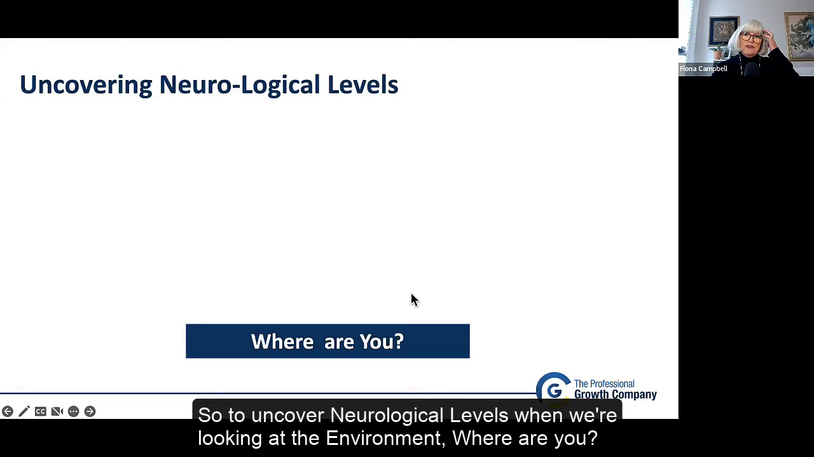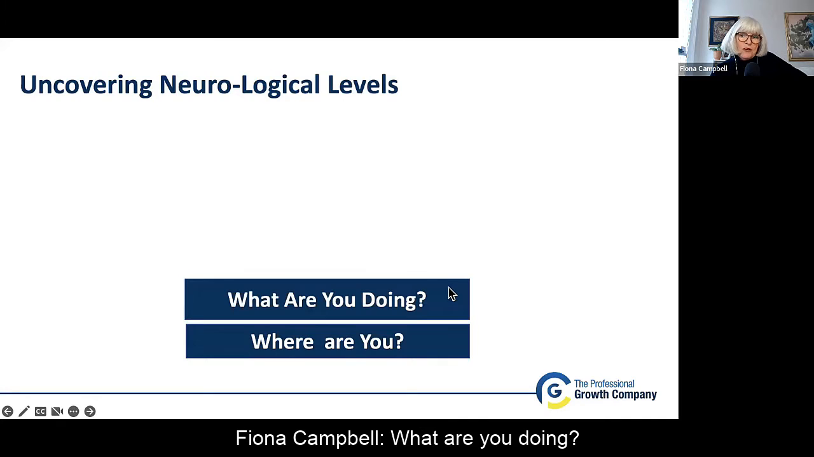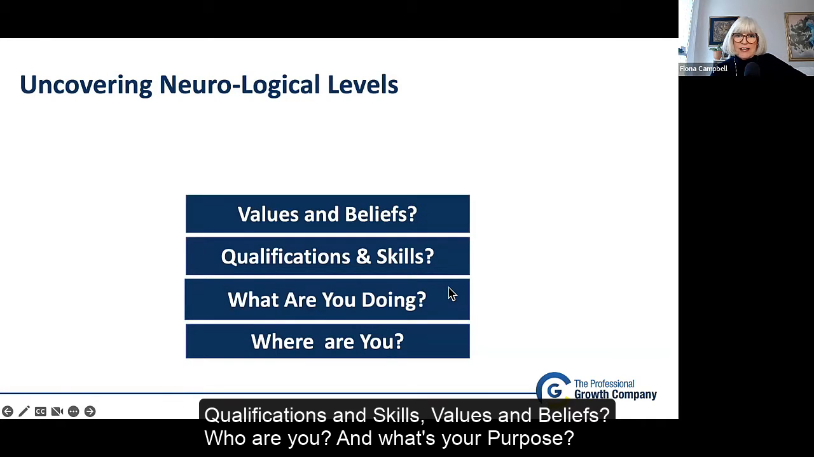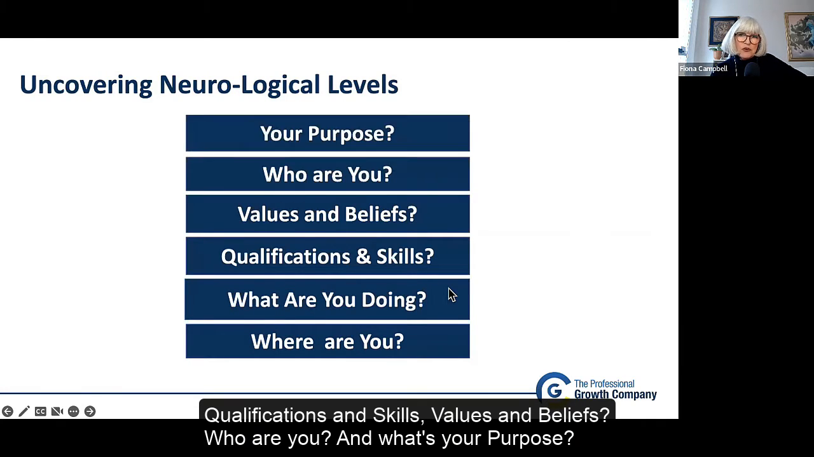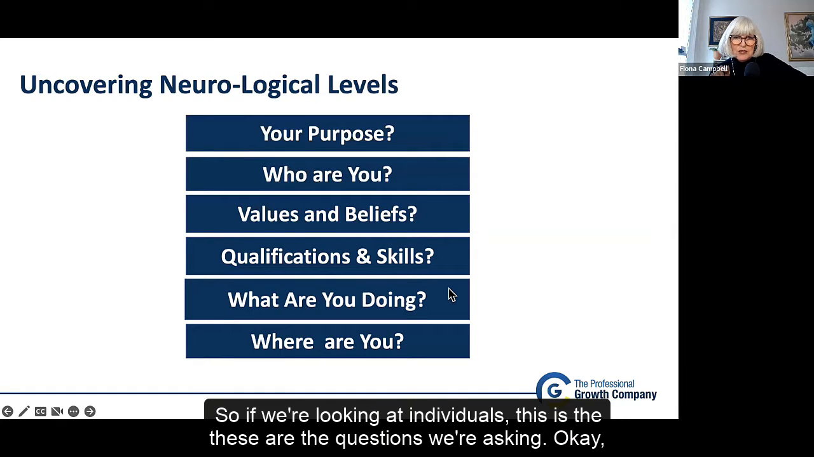So uncover neurological levels. When we're looking at the environments, where are you? What are you doing? Qualifications and skills, values and beliefs. Who are you and what's your purpose? So if we're looking at individuals, these are the questions we're asking. Okay.